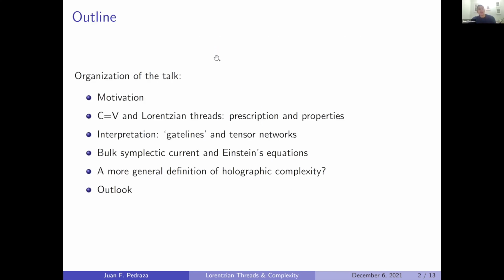So, okay. This is more or less the outline of my talk. I'm gonna give a very brief motivation about our work. Then I'm gonna move to the reformulation of complexity equals volume in terms of threads. I'm gonna tell you about the prescription, the properties, and the interpretation, and then I'm gonna show you a nice application of this, that is a connection between the first law of complexity and the bulk Einstein's equations. Then I will finish up with some comments about the CV proposal and why we think that there should be a more general prescription for holographic complexity. Time permitting, I will also flash some of the ideas that we are still thinking about and that we think are interesting to explore.